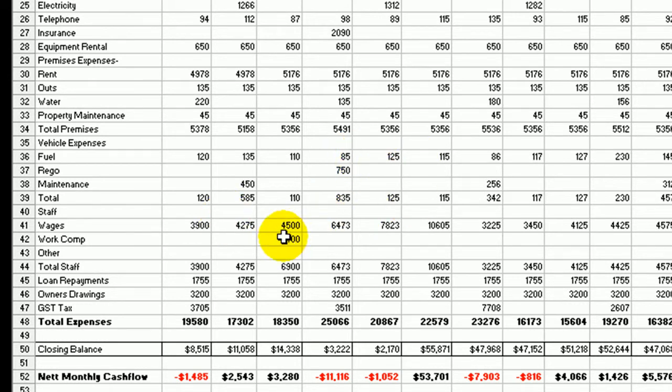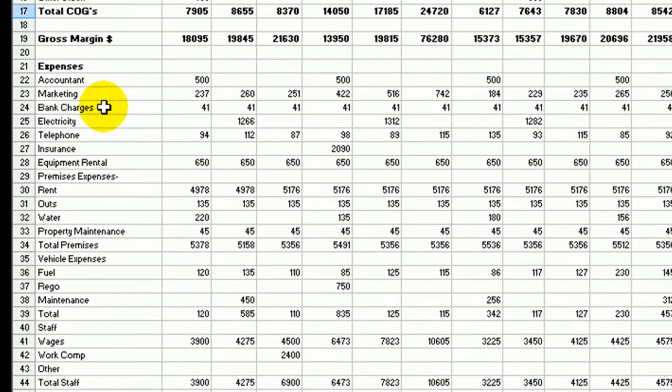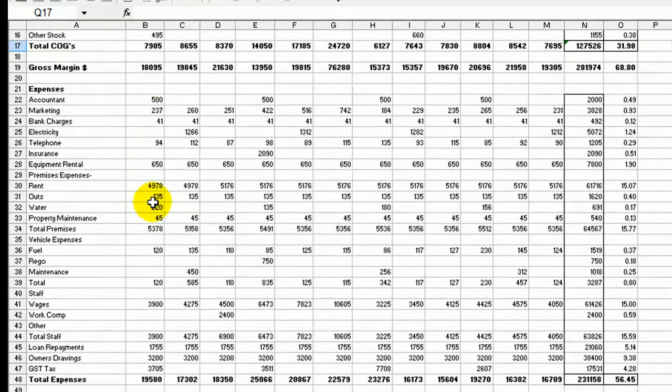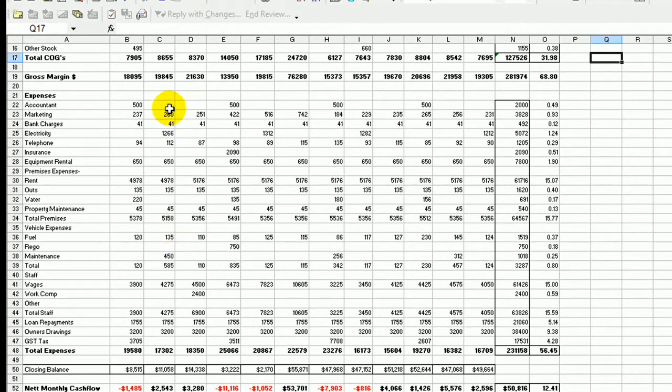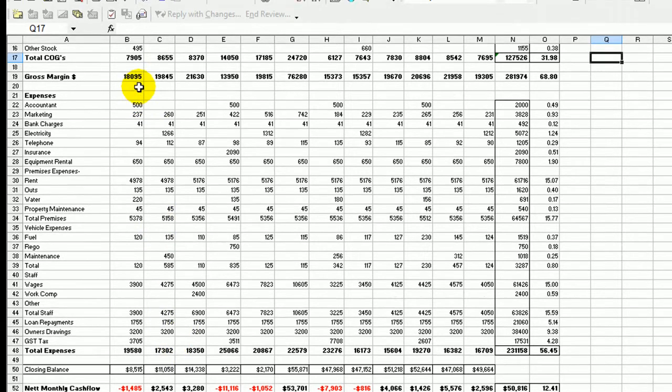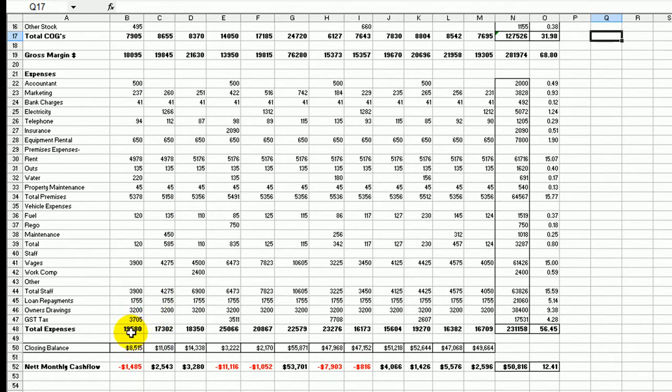As with the sales, the figures that are coming out in the expenses here are the amounts that you actually pay in that month. So each of these are the amounts you pay in that month. So that's it essentially. It's showing you how much money is coming in, how much money is going out in expenses. It's then showing you the effect, whether that's a profit or loss for that month, and the effect that it has on your bank account.